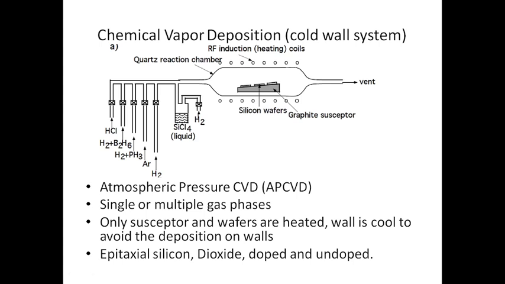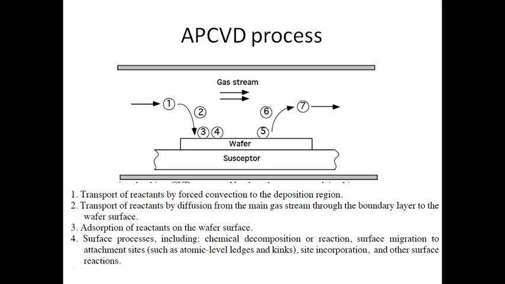If we just go back and see here, this is your material to be deposited. It will be brought here and interact with the wafer, and if there are any byproducts, they will come out and finally leave this entire structure through this vent. Everything happens at atmospheric pressure, so that's why it is called APCVD, atmospheric pressure CVD.